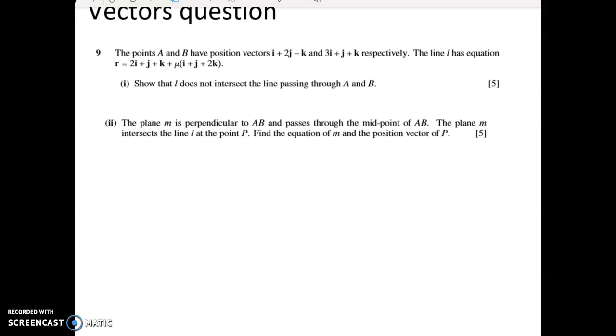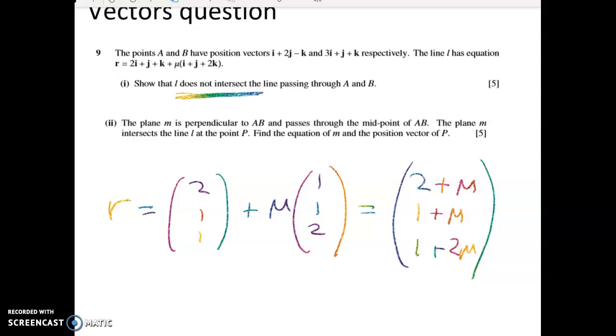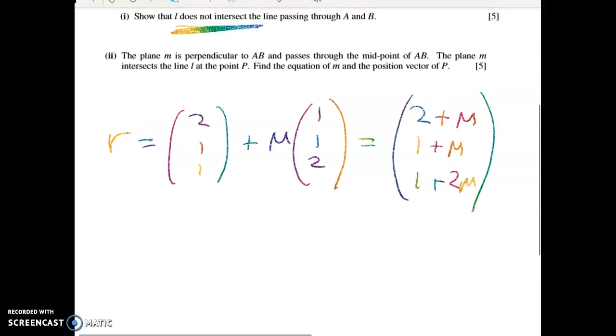Right, I'm going to start off by writing out the line L like this. So R is equal to (2, 1, 1) plus mu times this column vector (1, 1, 2). And we could write that straight away as (2 plus mu, 1 plus mu, 1 plus 2 mu). Now I'm writing it like that straight away because I'm going to be working with showing that it doesn't intersect. So you know that we're going to need it in that format.